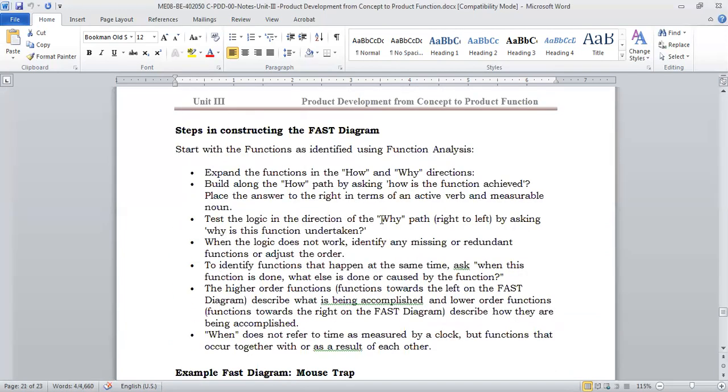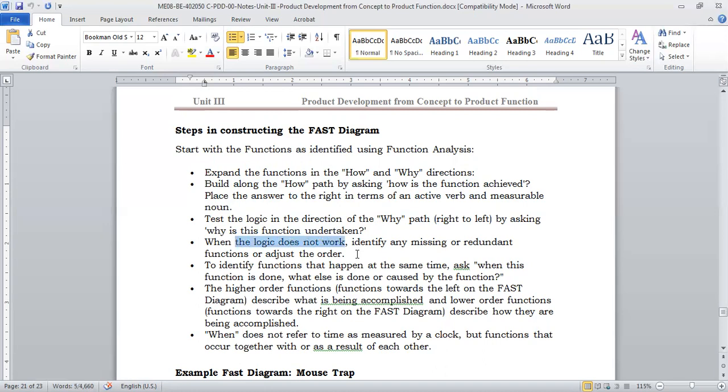Okay, like what are the steps? First, expand the function in how and why directions. So what are the functions we have to expand in those two directions, how direction and why direction. Build along the how path, asking how the function is achieved. Place the answer to the right, terms or the right verb of the immeasurable noun. Test the logic in the why direction by asking why this function is. So two questions we are going to ask: how are we going to achieve this function, and why we are going to do this function.